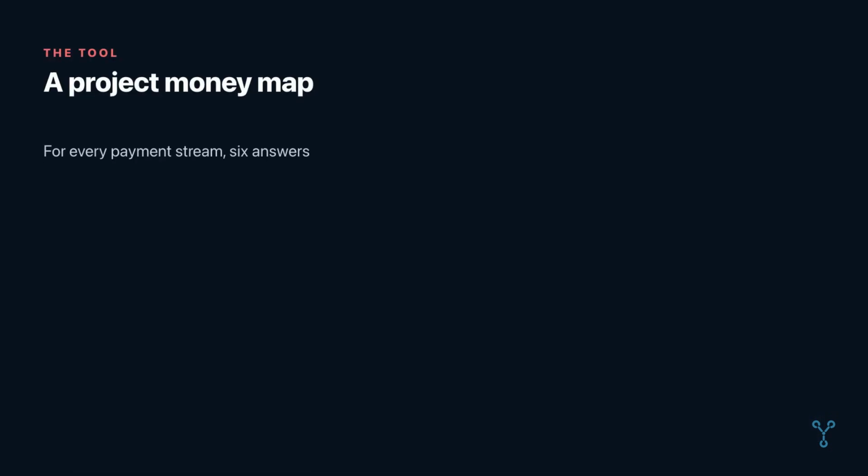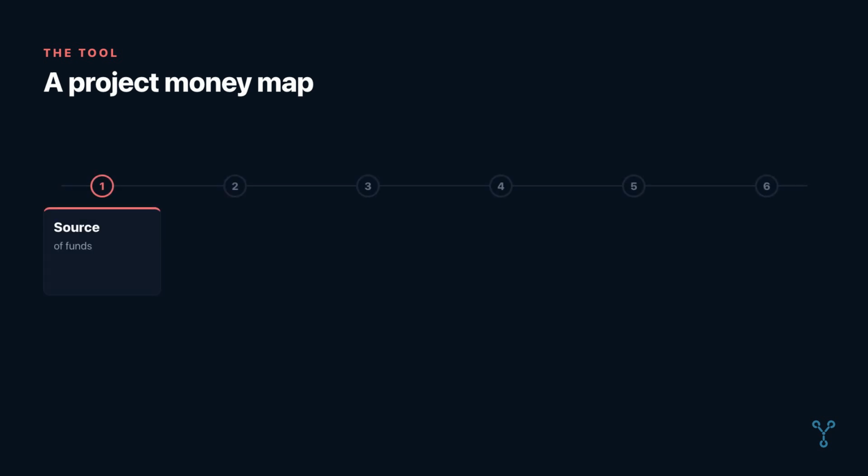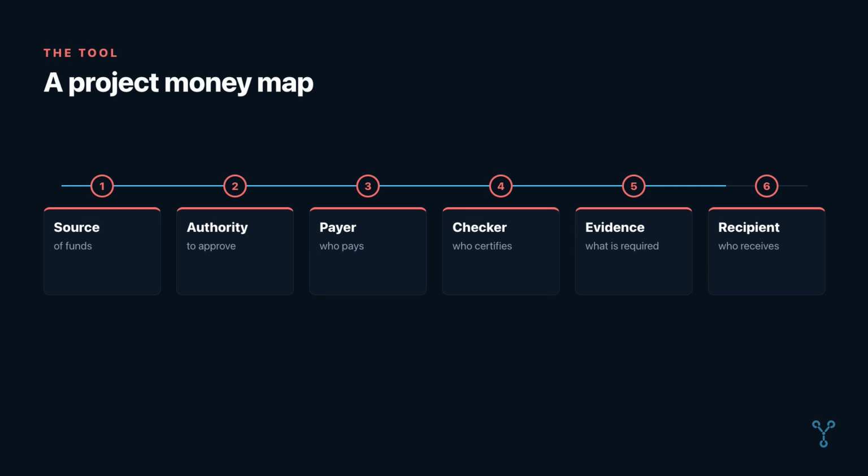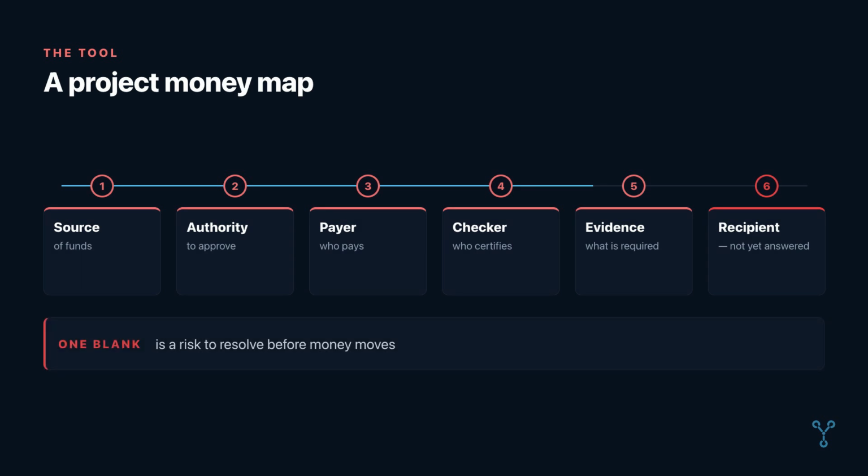Here is a practical tool you can use on day 1, a project money map. For every important payment stream, write down 6 answers. What is the source of funds? Who has authority to approve the commitment? Who makes the payment? Who checks or certifies it? What evidence is required? And who receives the goods, service, or money? Apply that map to your consultancy fee, reimbursable claims, any advance workshop spending, equipment purchases, and counterpart contributions. If you cannot answer one of the 6 questions, you have found a risk that needs resolving before money moves.